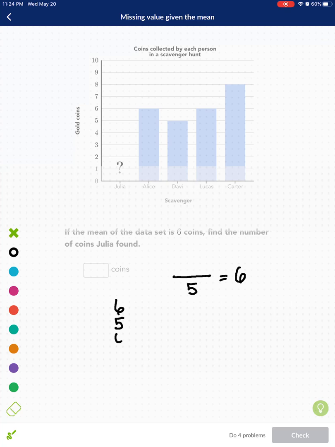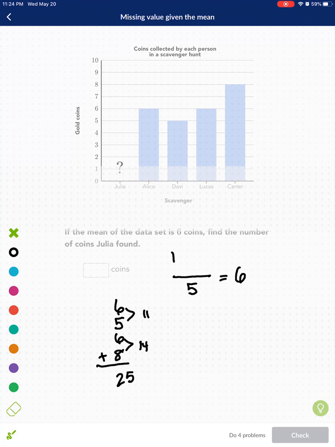Lucas, we also had 6. And Carter had 8. All right. So what you need to do is add these up. I'm going to add 6 plus 8, which is 14, right? 14 plus 5 is 19, plus 6 is 25. Or you could do 11 plus 14, however you want to do it. All right, so 25 is the total number.